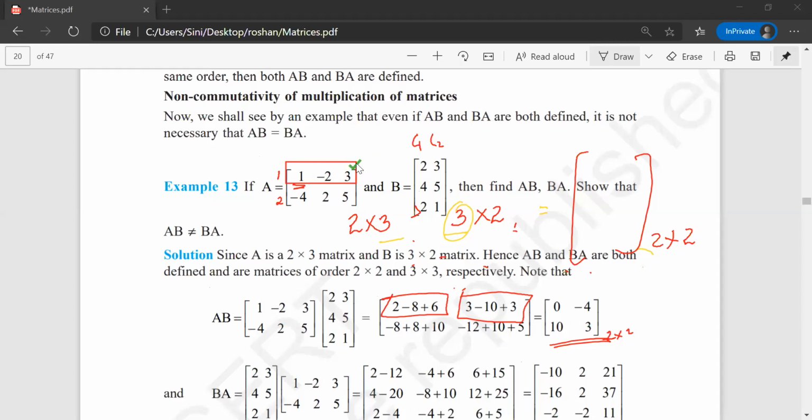Now I will take the next one. Which is my next one? Minus 4, 2, 5. Correct? Same procedure. Minus 4 into 2 plus 2 into 4 plus 5 into 2, 10. I'll get this. Next one is minus 4 into 3 plus 2 into 5 plus 5 into 1. I'll get this. Very easy to score full mark. But the only thing is that the negative and positive signs, we have to be very, very careful in this. That's all.